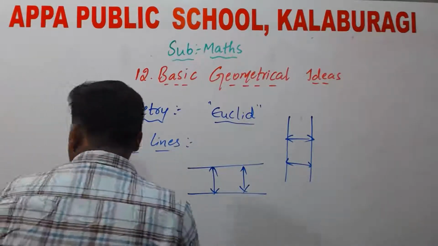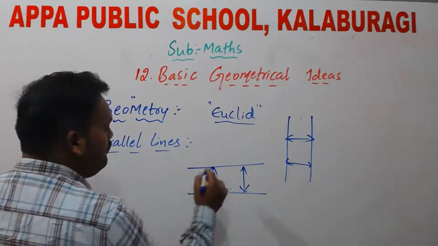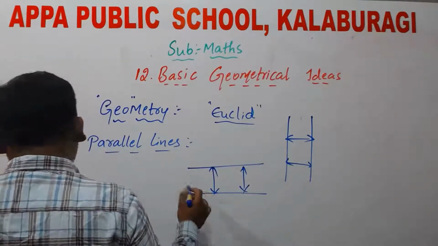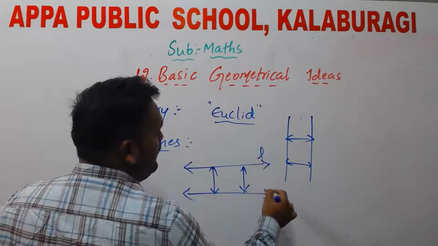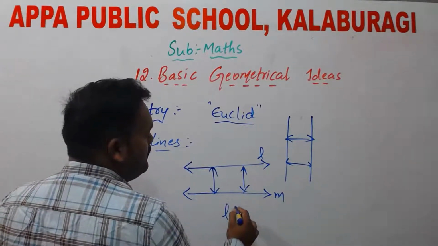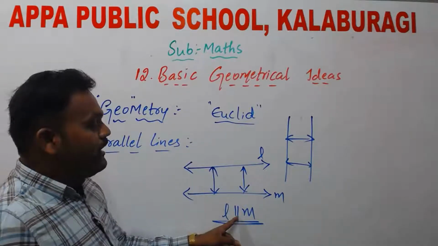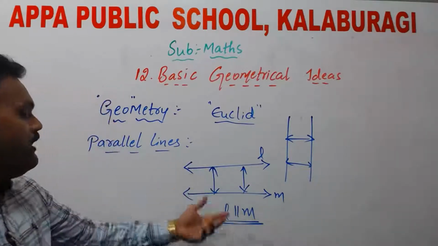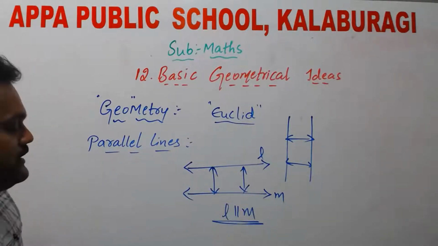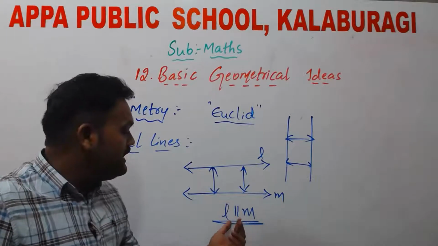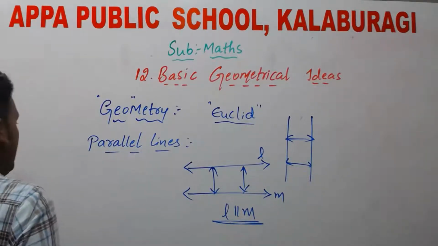How to represent parallel lines? For example, see this. This one is line L, this is line M. L is parallel to M. This is how we represent parallel lines: L is parallel to M. Understood? This is the representation of parallel lines. Okay. Next is perpendicular lines.